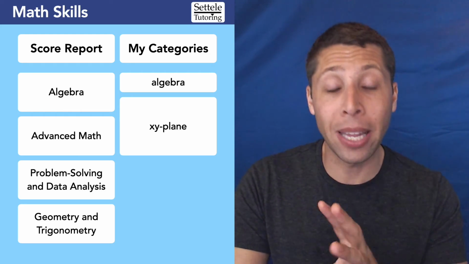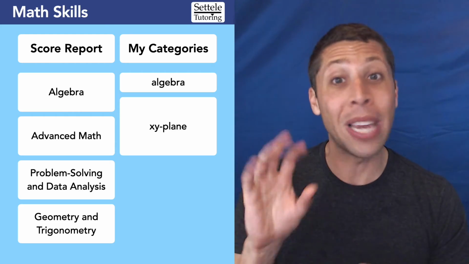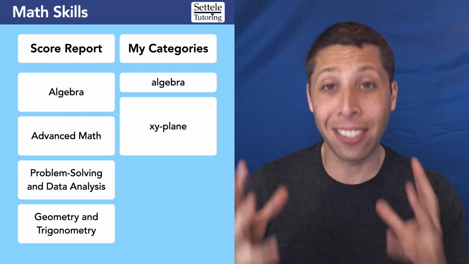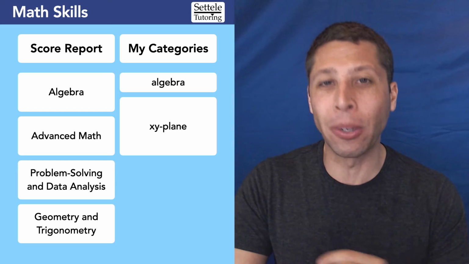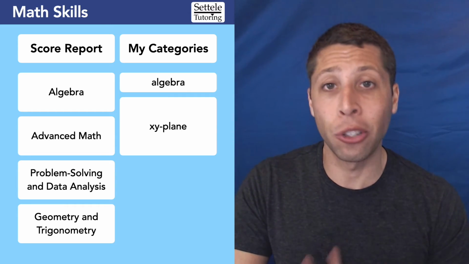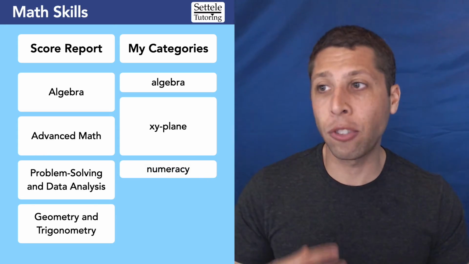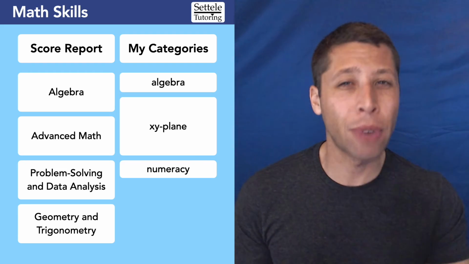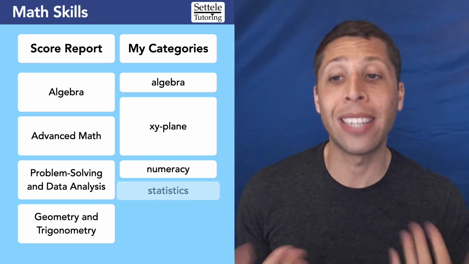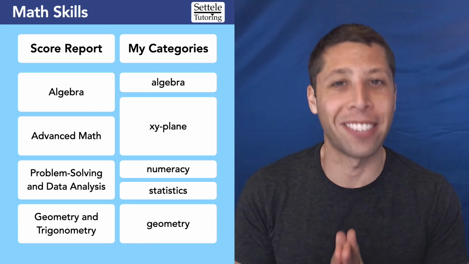So for me, XY plane is really the biggest thing, because it includes all of these different equations. Whether we have a graph or not, it's still thinking in graphical terms that really helps us solve those questions. For problem solving and data analysis, I've broken this out into 2 basic categories. We have what I call numeracy, which is a lot of the arithmetic stuff, just understanding how percentages, fractions, and ratios work, and also statistics, which is kind of its own thing. And then geometry is just geometry. So that's nice and simple.